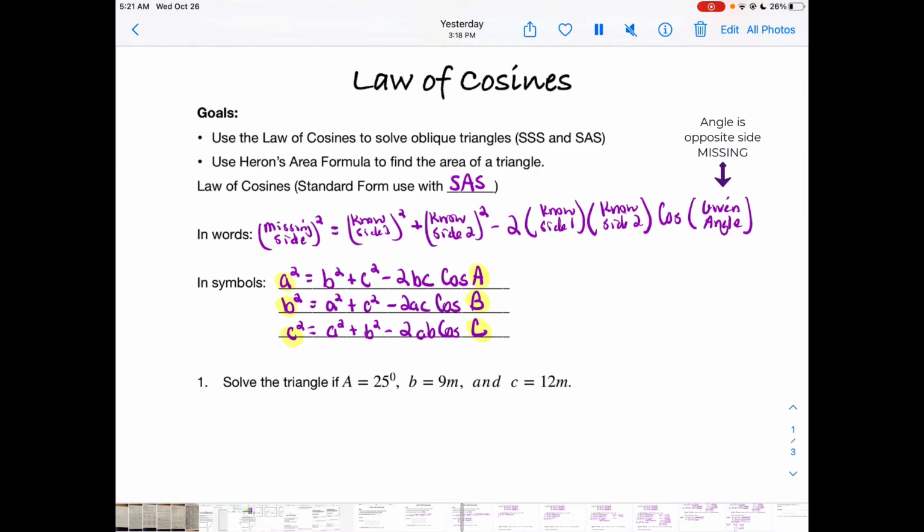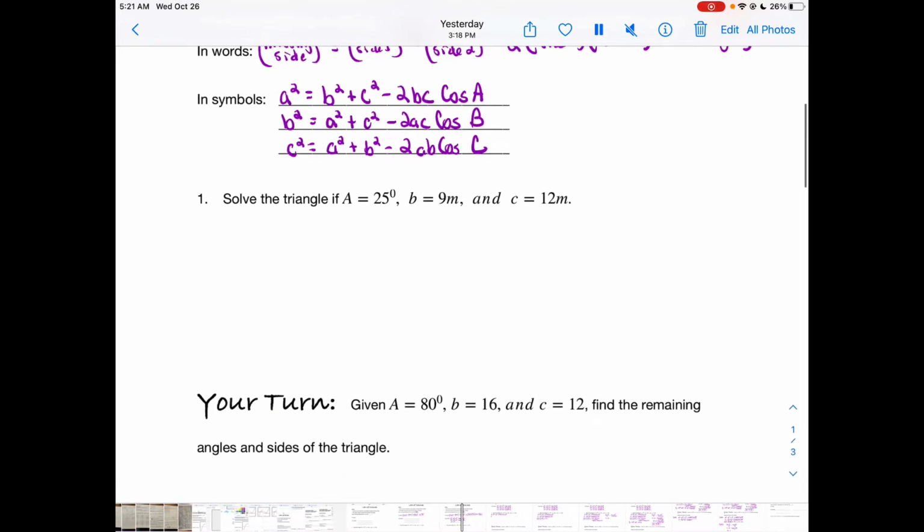So notice that the key is that if you don't know side A, you know angle A, cosine A. If you don't know side B, you know angle B. If you don't know side C, you know angle C. So that helps you figure out which combination to use. So let's try our first example.